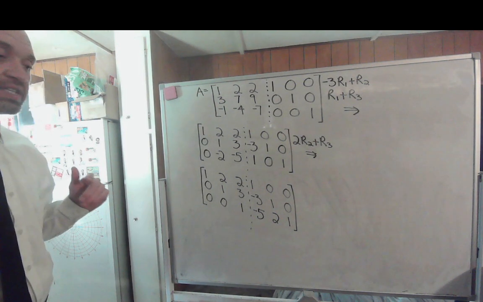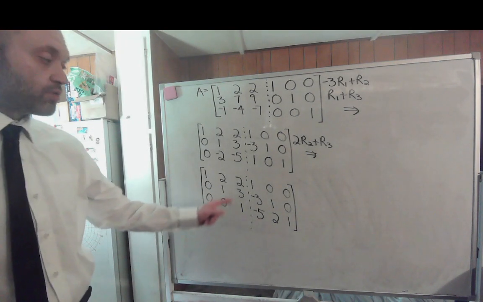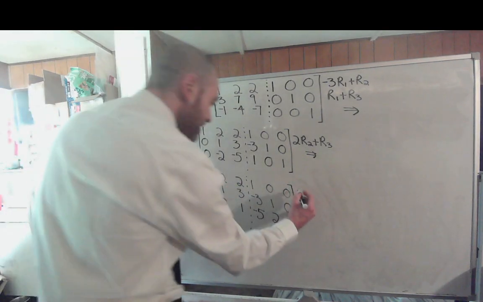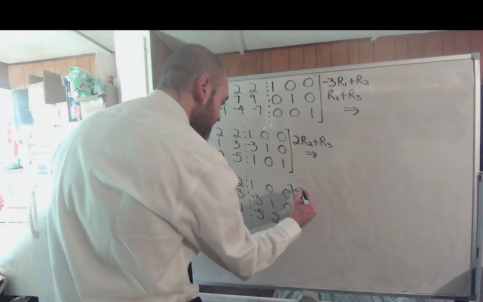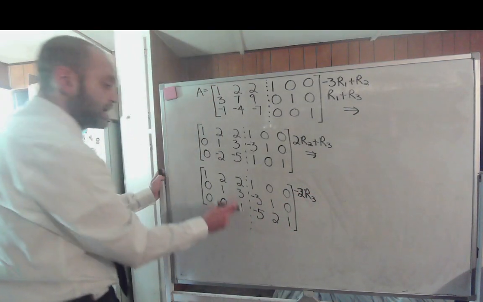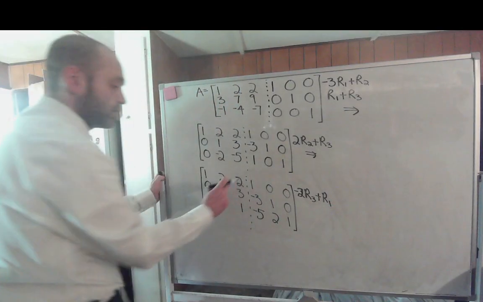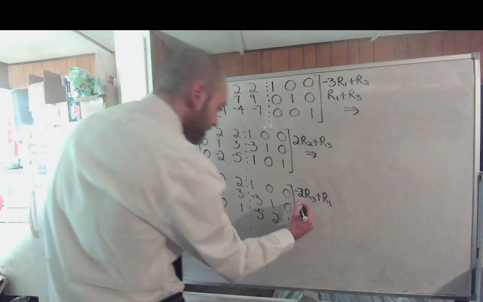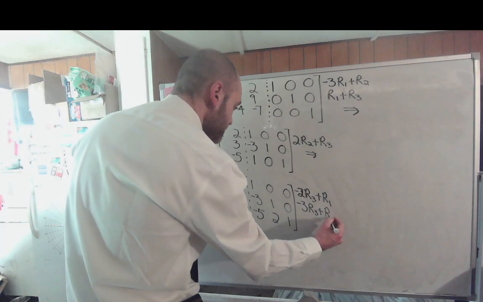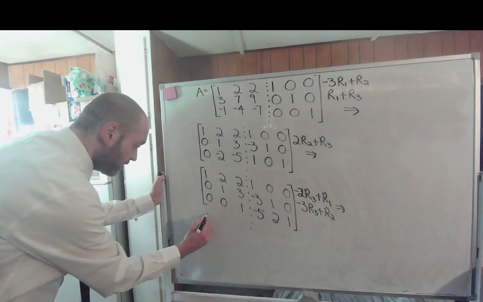What I actually suggest we do next is let's make the third digit in rows 2 and 1 both a 0. So if I take negative 2 times row 3 and I add that to row 1, I'll be able to make that third digit into a 0. Then if I take negative 3 times row 3 and add that to row 2, I'll be able to make that third digit a 0. So let's go ahead and see what we get here.